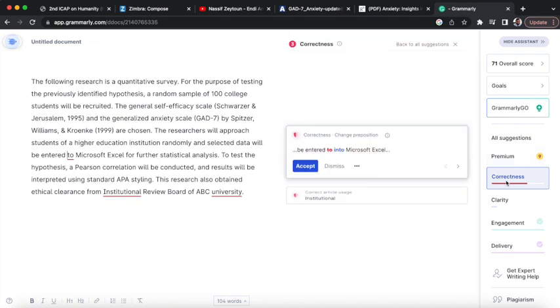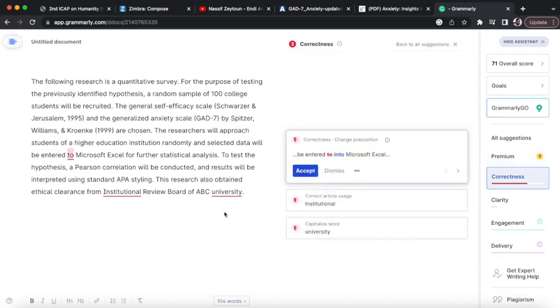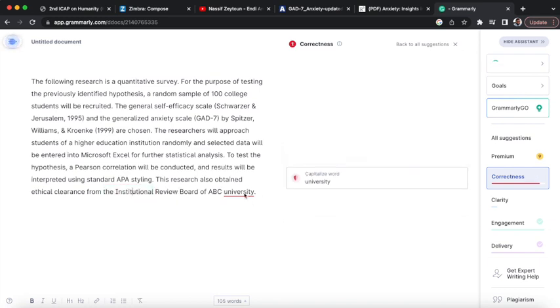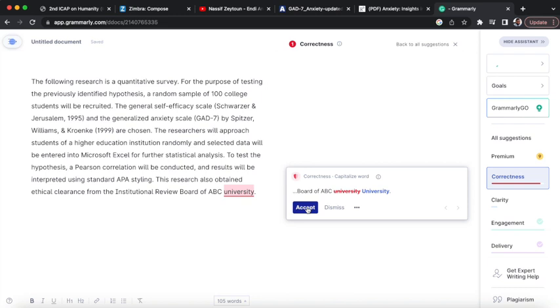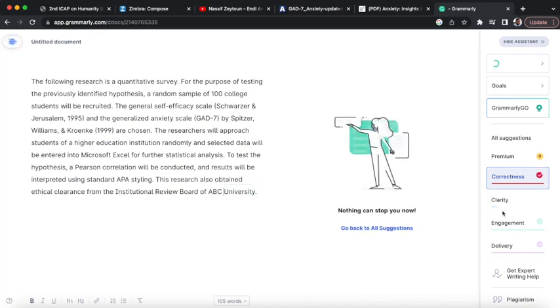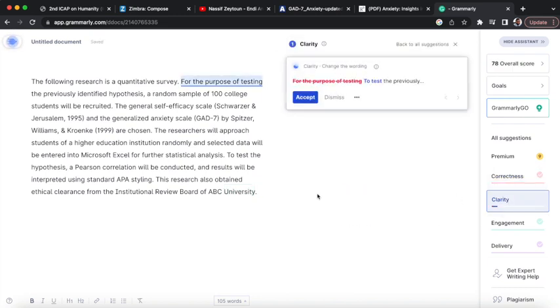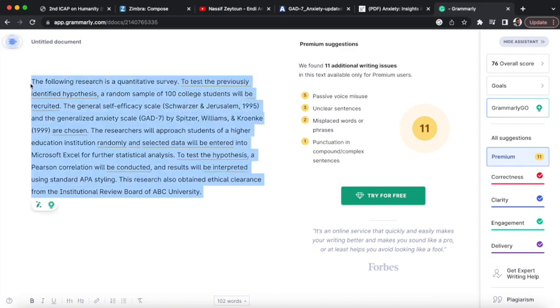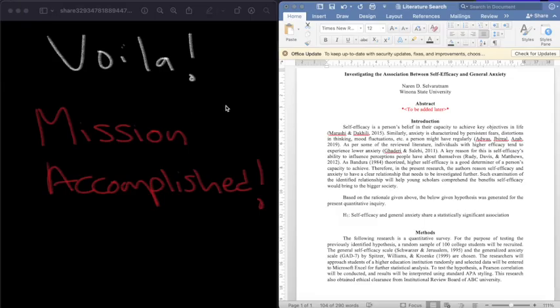Okay, so there are some errors. I'm going to just correct them. Entered into the institutional ABC University, U capital. Okay. Clarity is not so good. Okay, so not for the purpose of testing, to test the previously. Okay. That is also good. Good suggestions. So the score here is 76, but you can further increase it if you just correct these other underlying errors as well. I'm not going to correct them right now, but you can do it when you do your work.